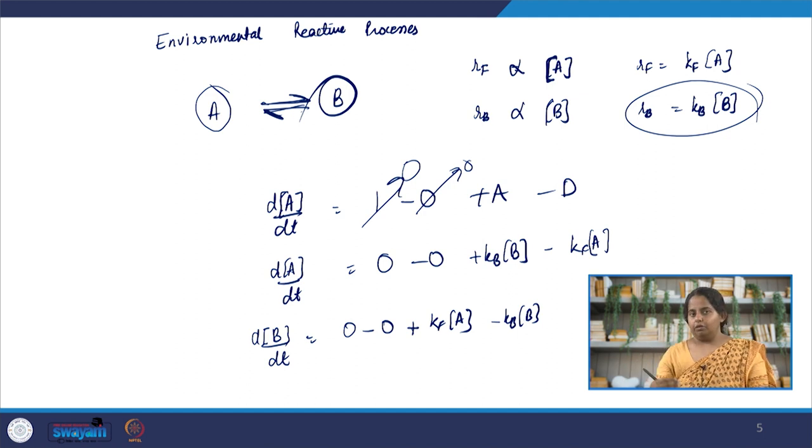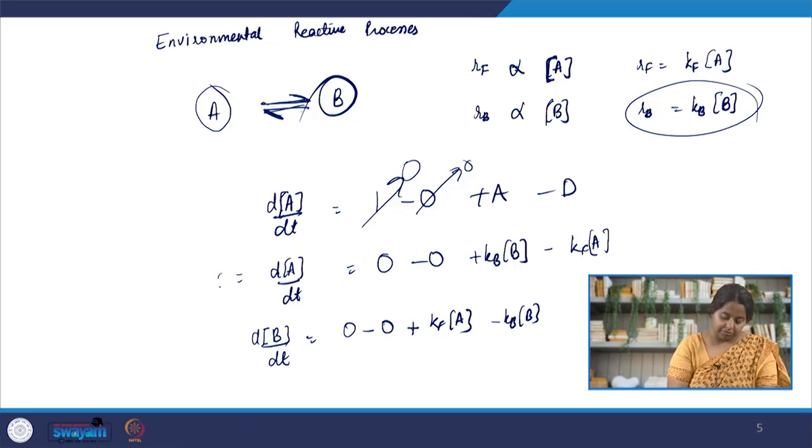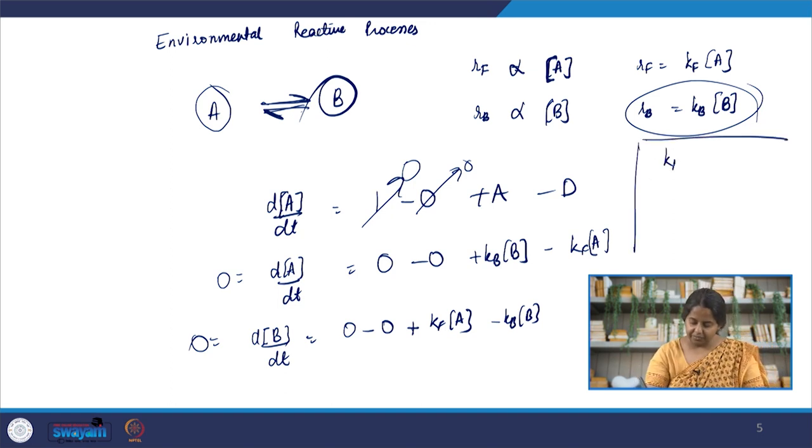Now, what happens at equilibrium? At equilibrium, A and B will have equilibrium concentrations, and the concentrations will not change. So both dA/dt and dB/dt will become equal to zero. In that scenario, what we get is Kf[A] is equal to Kb[B]. So Kf/Kb is equal to [B]/[A].